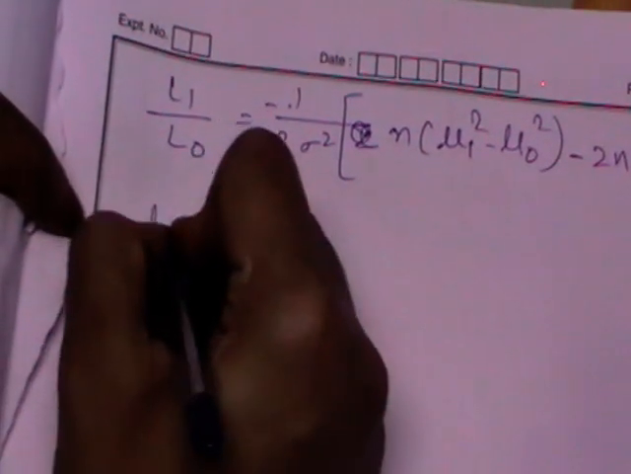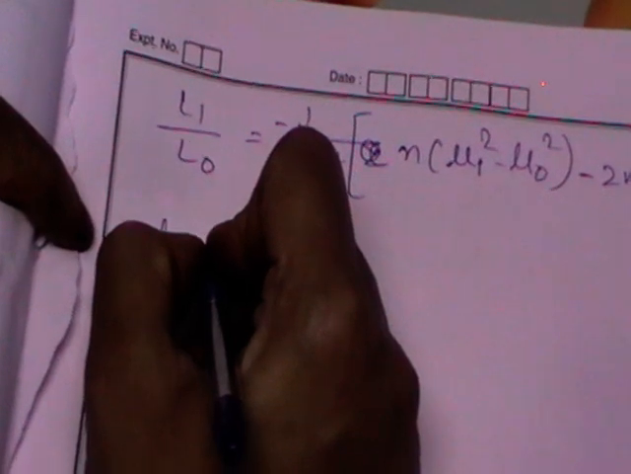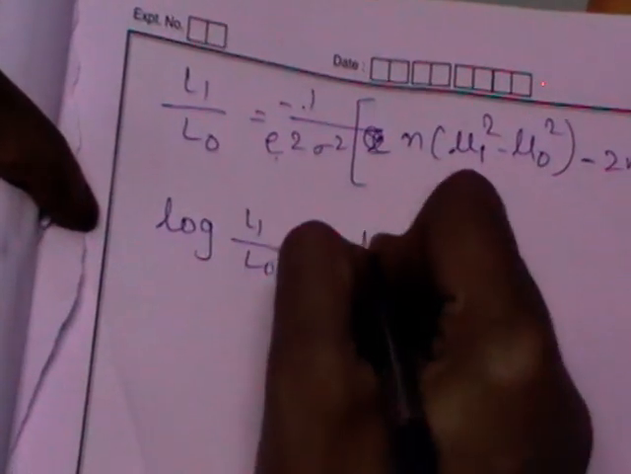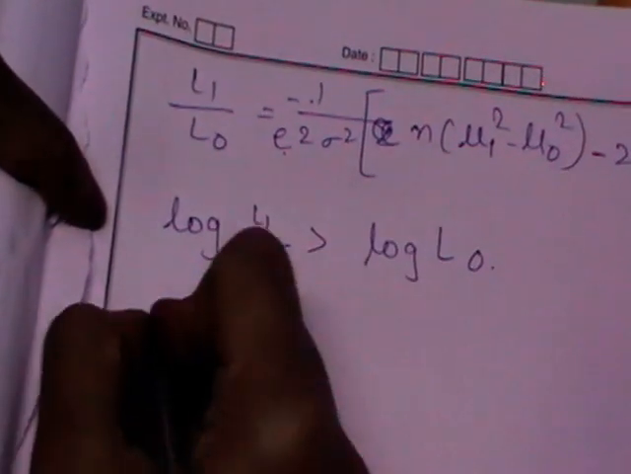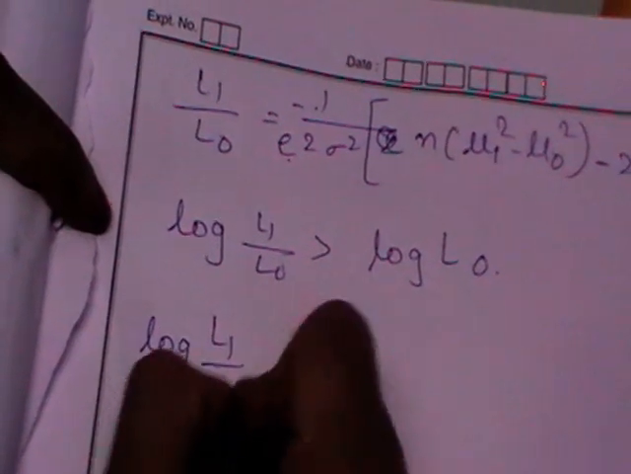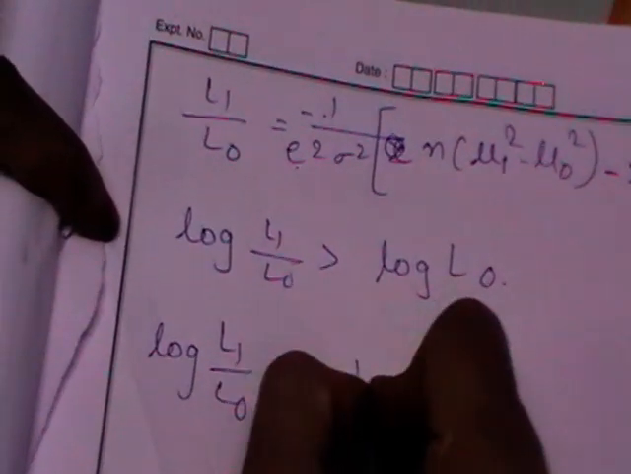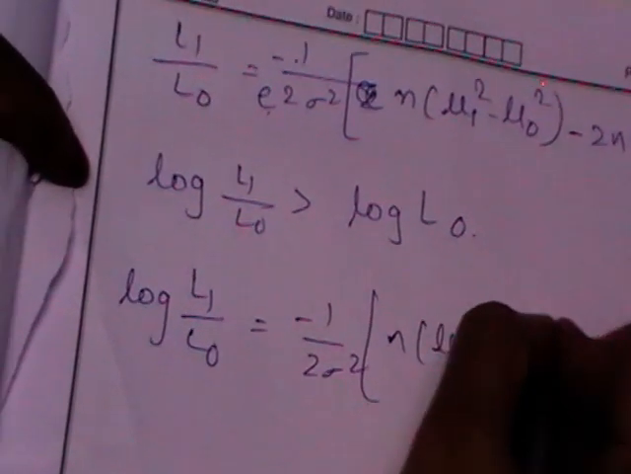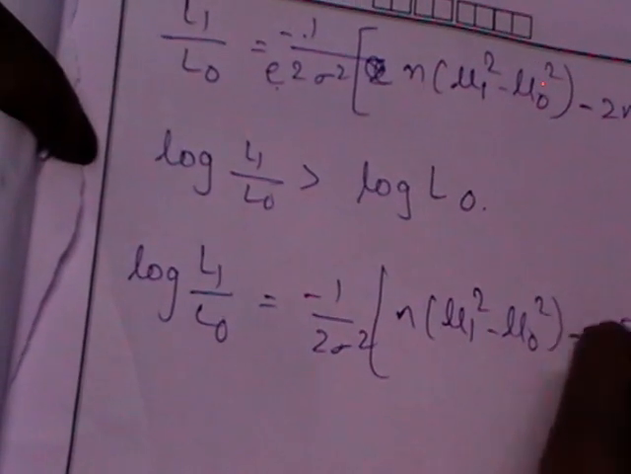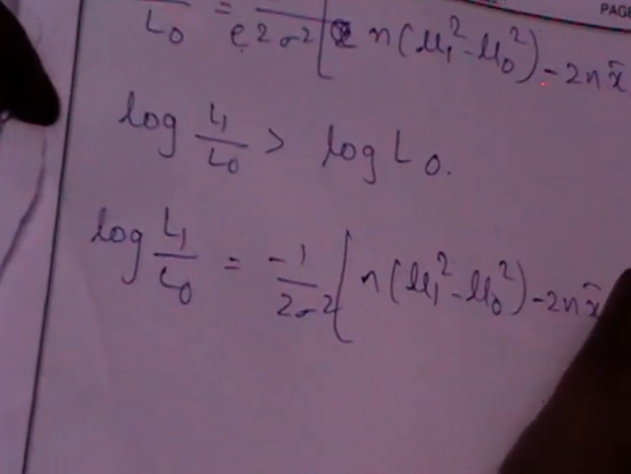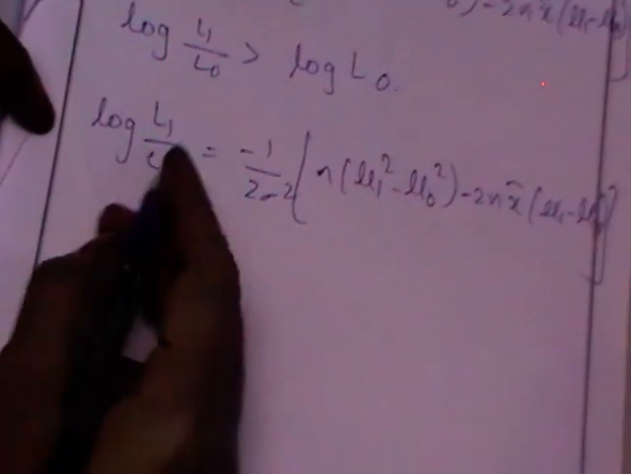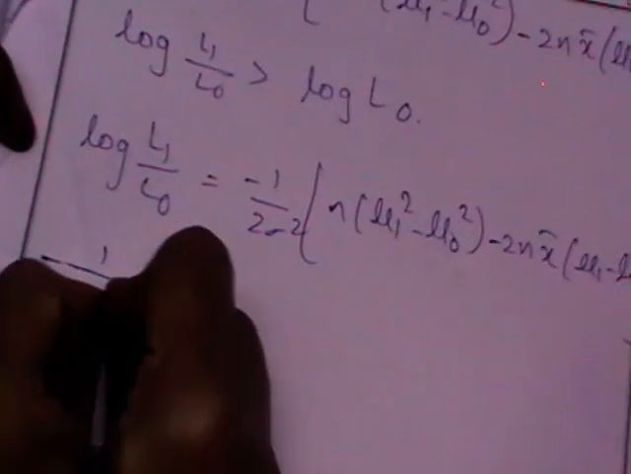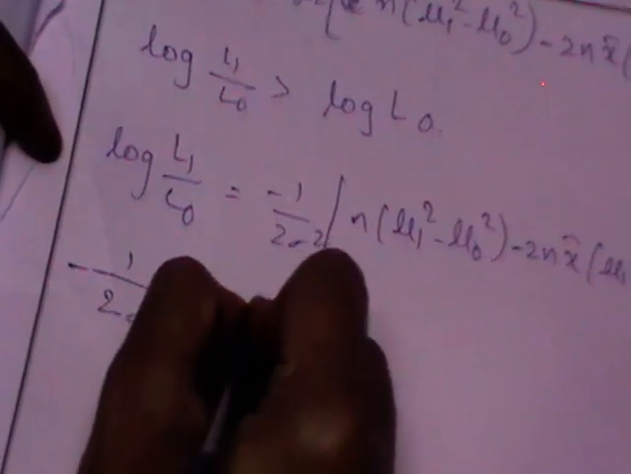So what is the condition we are going to use? This is all e powers. We are going to use log L1 by L0 greater than log k. If you take logarithms here for L1 by L0, this is e power, no? You will get minus 1 by 2 sigma square times n into mu 1 square minus mu 0 square minus 2 n x bar into mu 1 minus mu 0. Log e to the base e will be 1. So you got this as log L1 by L0, and log L1 by L0 greater than log k means minus 1 by 2 sigma square into n into mu 1 square minus mu 0 square and so on.